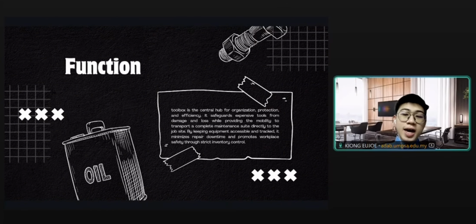easy to carry. And also it protects expensive tools from getting lost or broken and makes it simple to bring everything you need to your job. By keeping tools in the right place, it saves time on repair and helps everyone stay safe by making sure no equipment is left lying around.